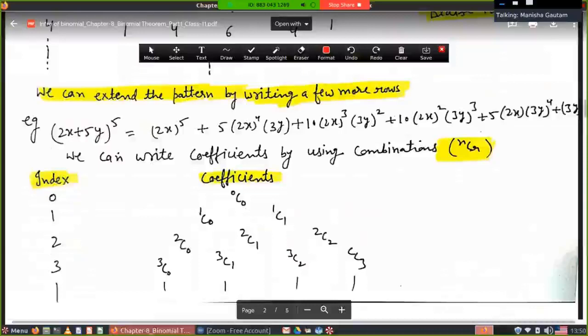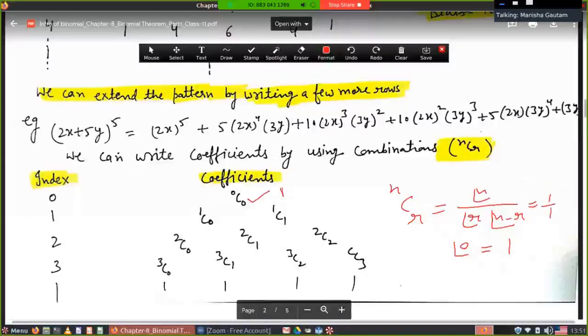1 can be written as 0C0. I think you know this if you have studied the chapter permutation and combination: nC0. How to calculate? By using the formula nCr equals factorial n upon factorial r into factorial (n minus r). If it is 0C0, it means 0 factorial upon 0 factorial into 0 factorial. As we already studied, the value of 0 factorial is 1. So 1 upon 1 comes out 1. It means this is 1.